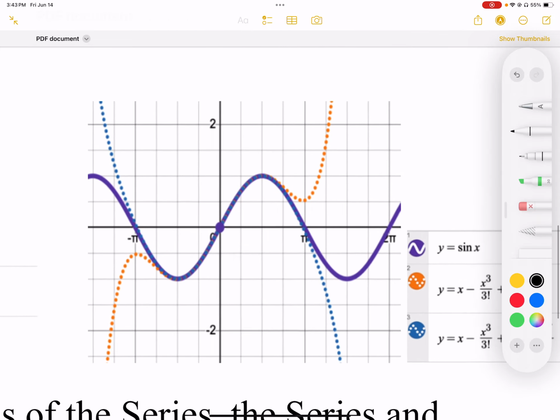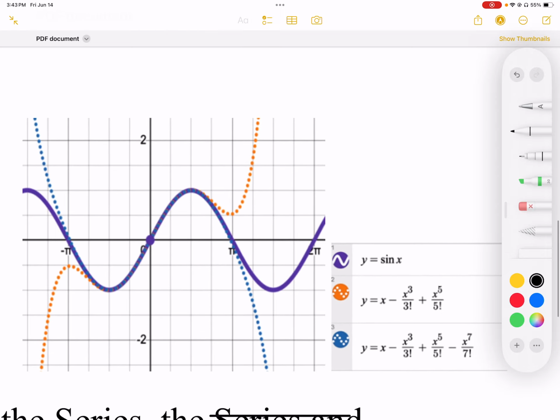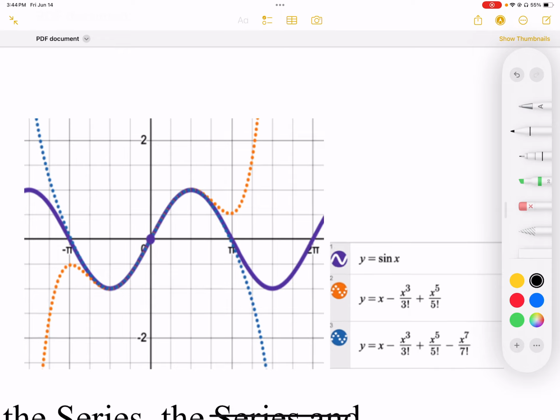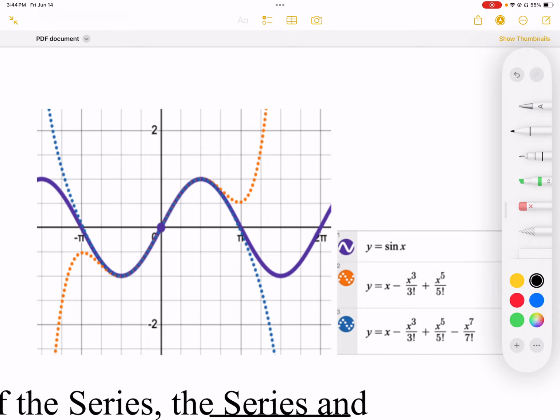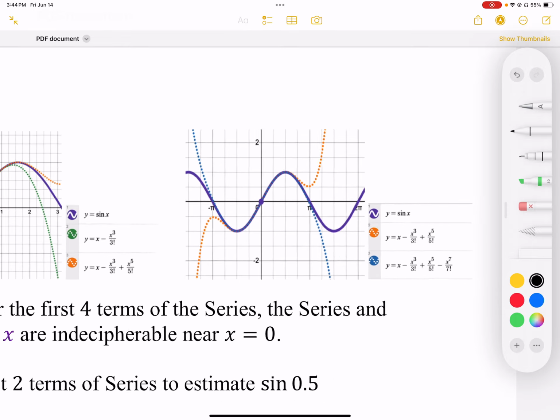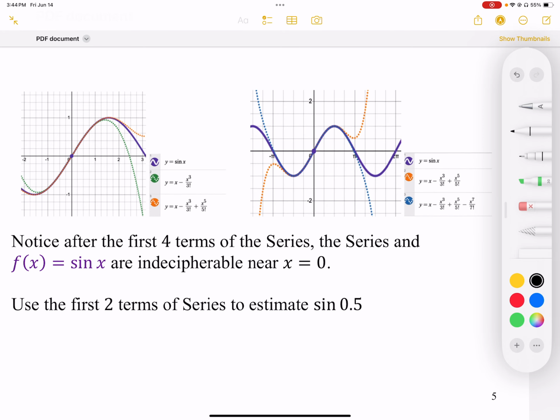And if I move on to the 7th term, the degree 7 term in blue, you can see that it's really close compared to the degree 5 term. It's even better than the degree 5 term. And as we add more terms, it'll follow that purple sine graph better and better. So you can see that even with the first 4 terms, it's hard to distinguish sine x from the polynomial near 0.